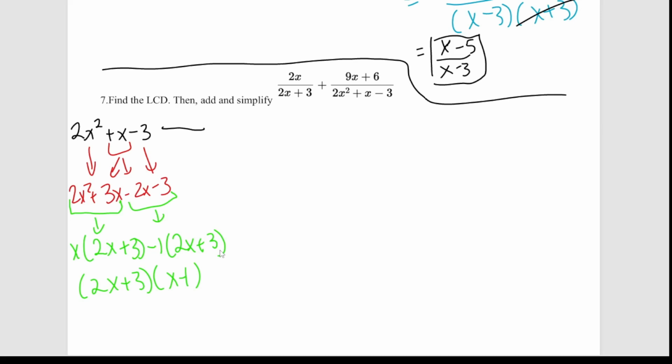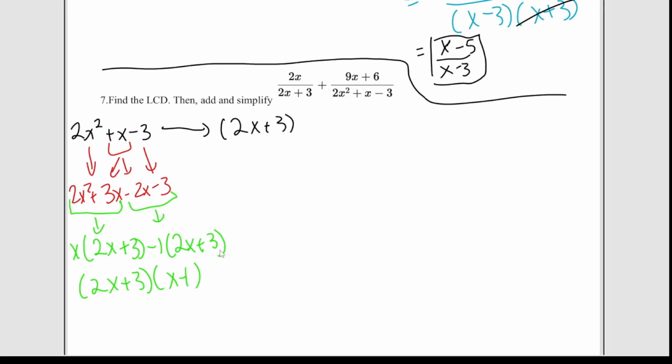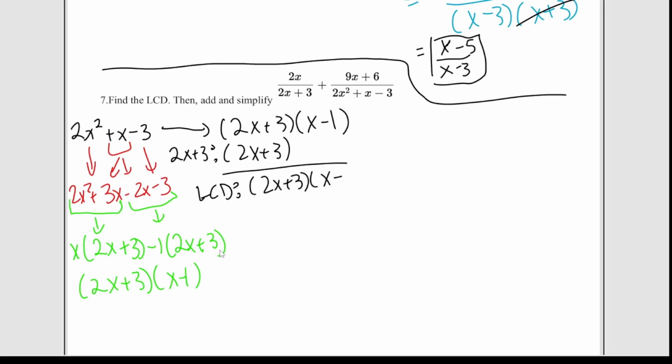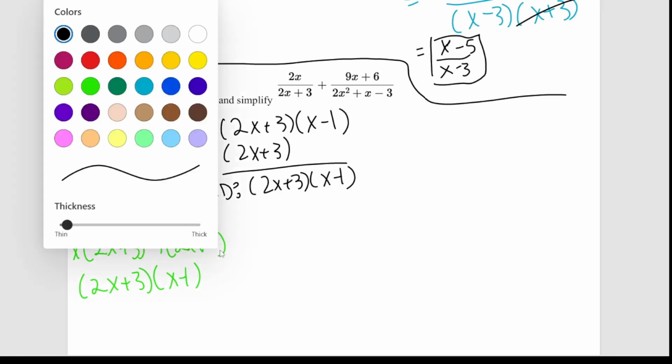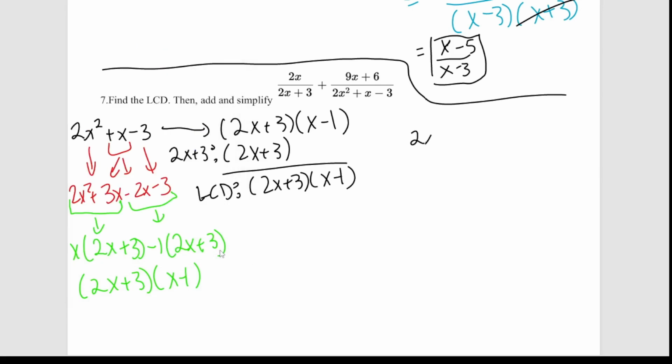So in particular, I just noted that it's going to factor into 2x plus 3 times x minus 1, and 2x plus 3 is already just factored into 2x plus 3. So the least common denominator is going to be 2x plus 3 times x minus 1. The second term is already in terms of that least common denominator. The first term will have to change into that least common denominator. So if I'm going to write this in particular, we've got 2x over 2x plus 3 right now.